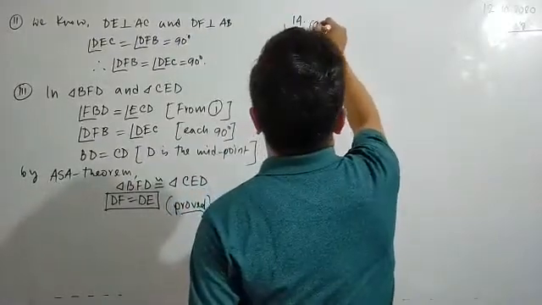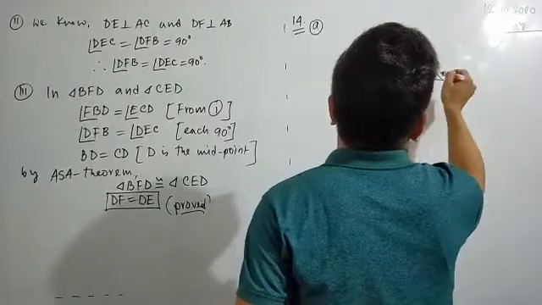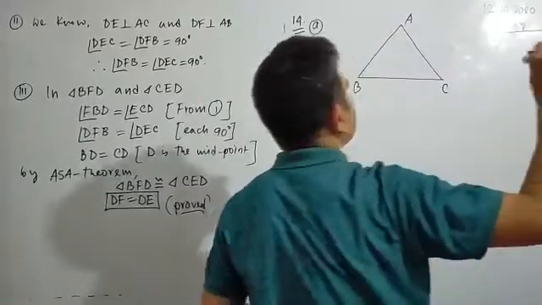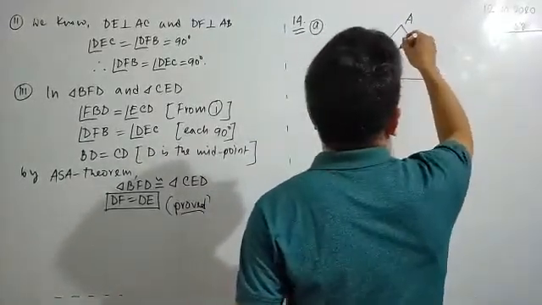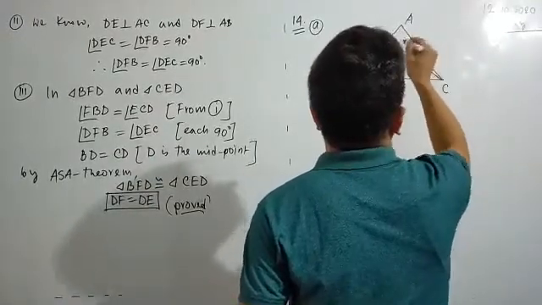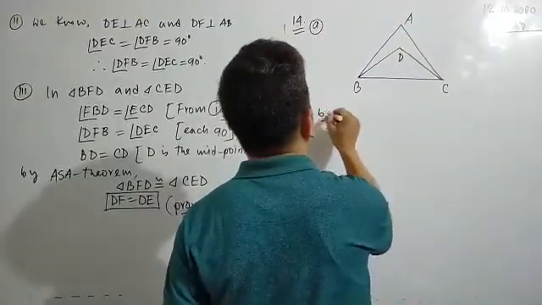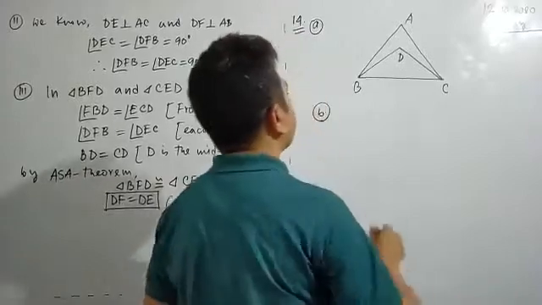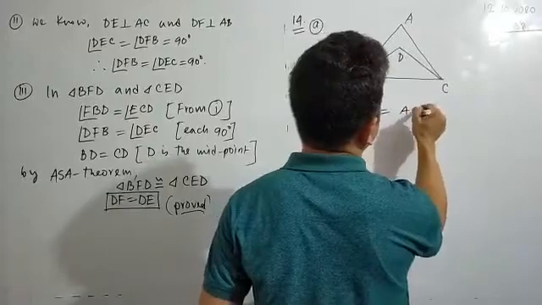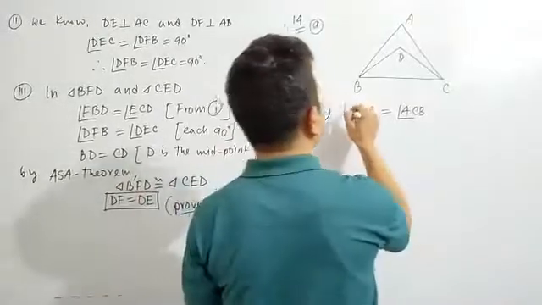Number 1, we are given that ABC is an isosceles triangle, and one point inside of ABC, that is called D. So this is the required figure. Okay, number B, we have to prove that angle ABC is equal to angle ACB. We have to prove this one, ABC equals ACB.